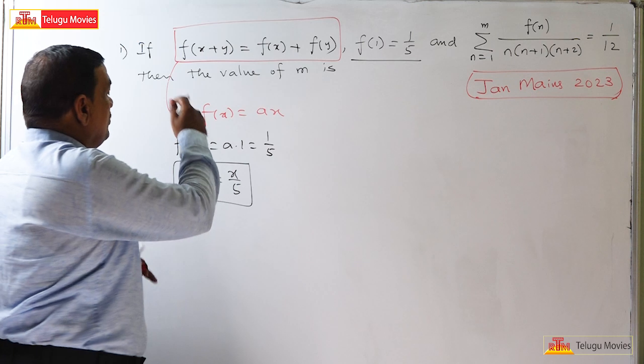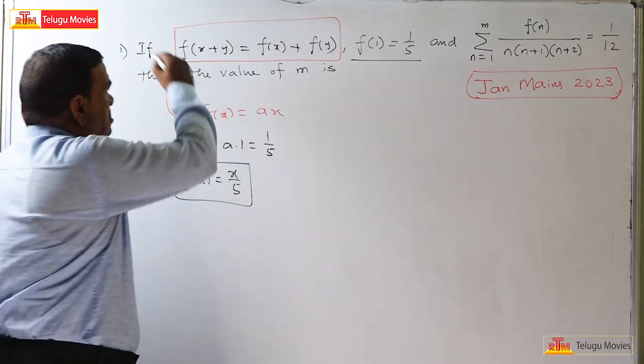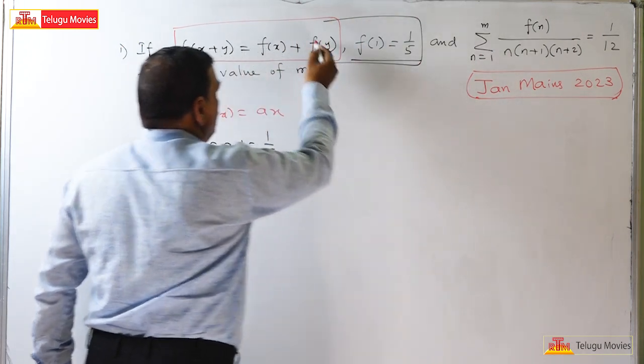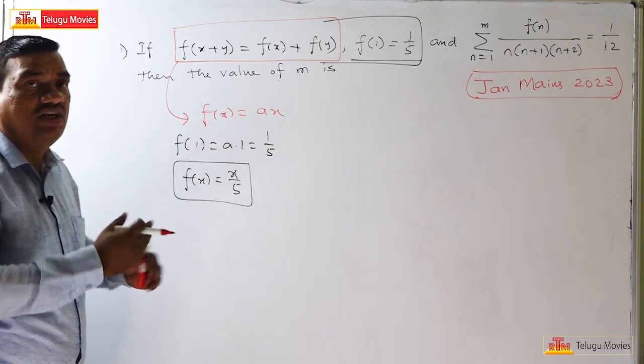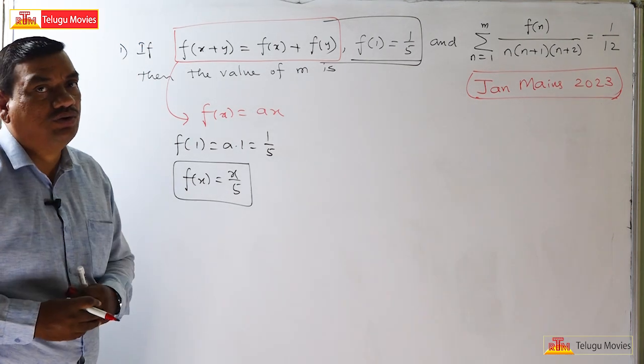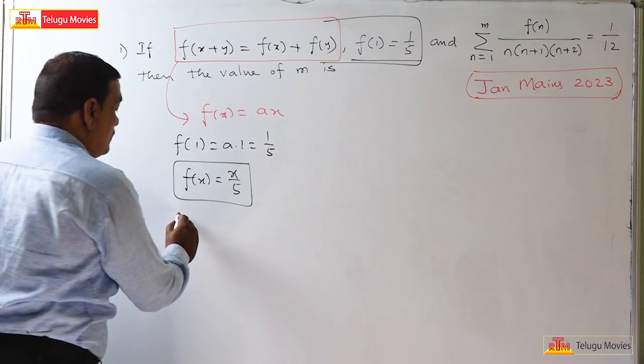Instead of giving f of x is equal to x upon 5 directly, such information is given. So the meaning of that given data is nothing but f of x is equal to x by 5. Now coming to our real problem.